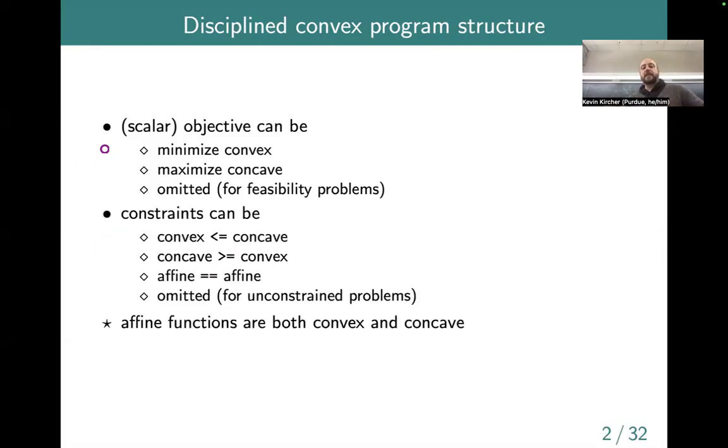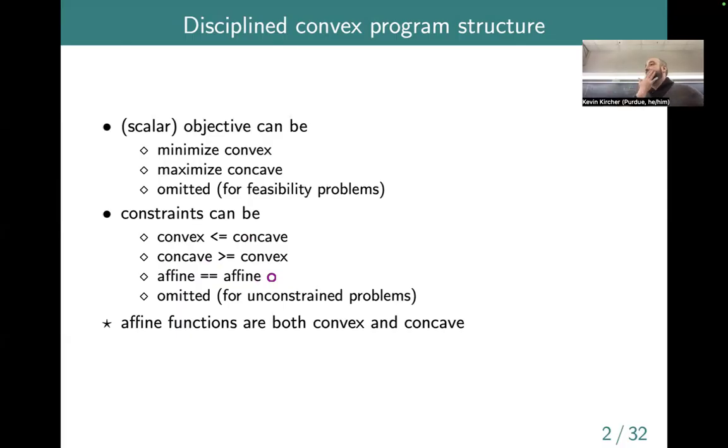And those constraints can be either a convex function upper bounded by a concave function, and of course, a constant is a special case of either a concave, a convex, or an affine function. So this can be convex less than a number, or a concave function. And then vice versa, we can have concave greater than or equal to a convex function, basically the same thing here, just rewritten. Or we can have equality constraints.